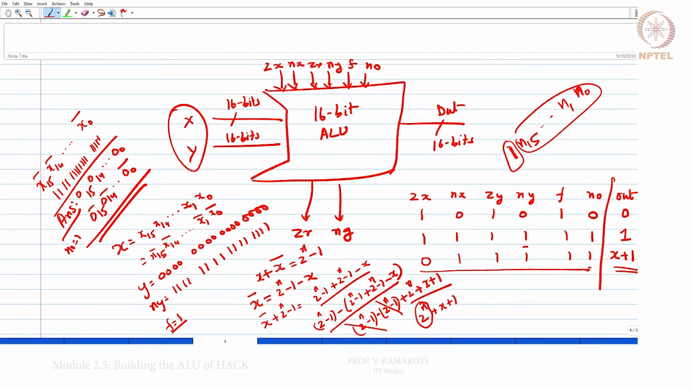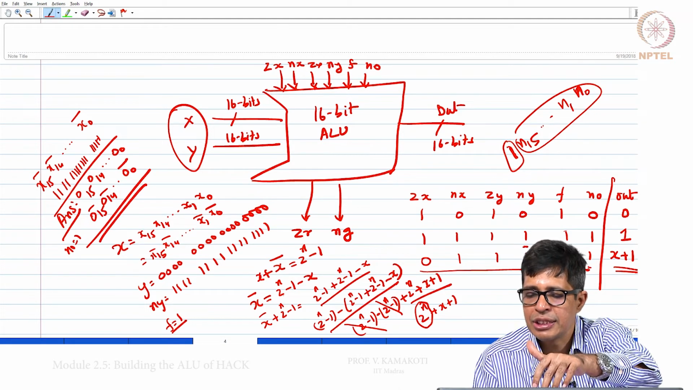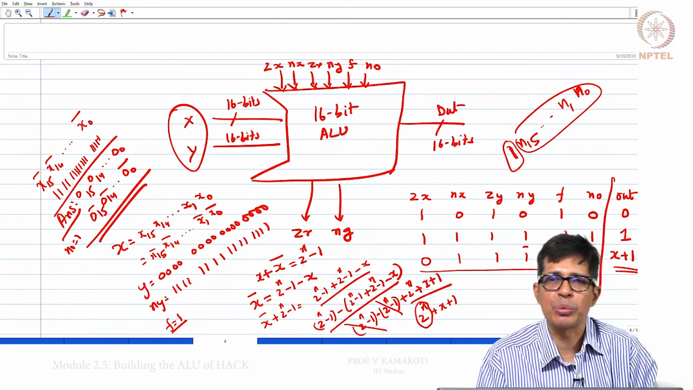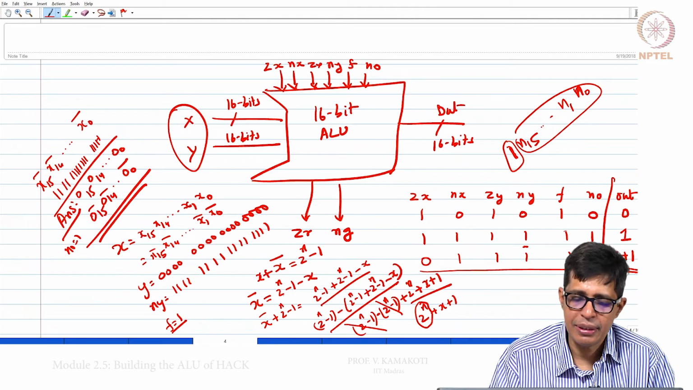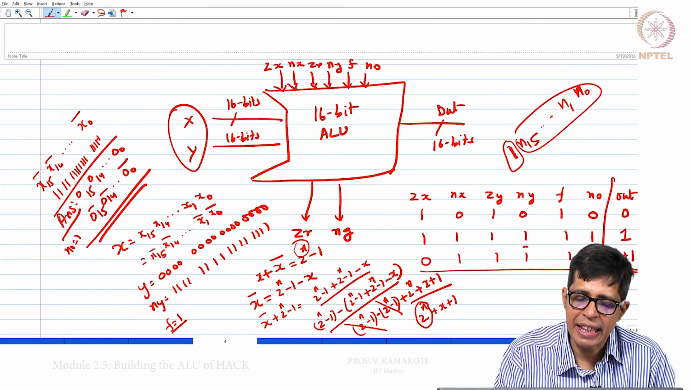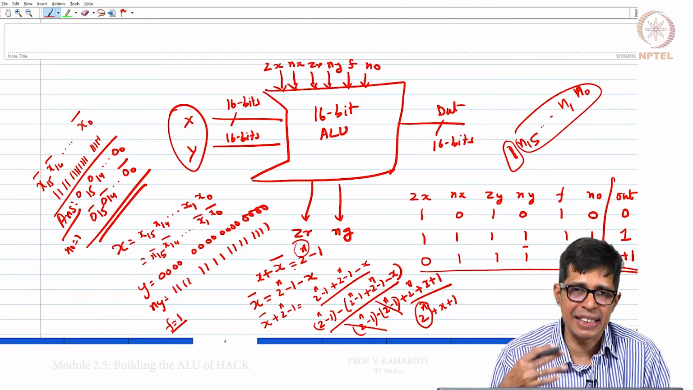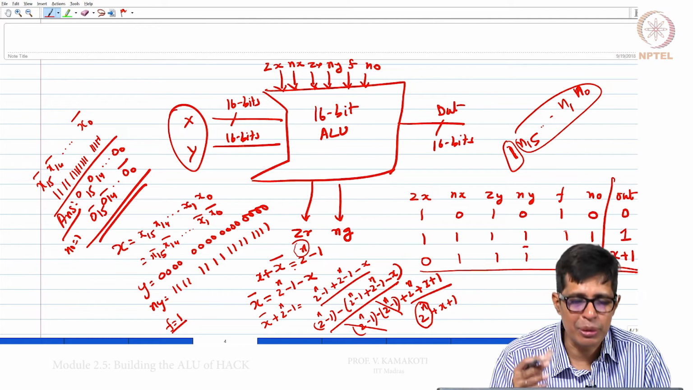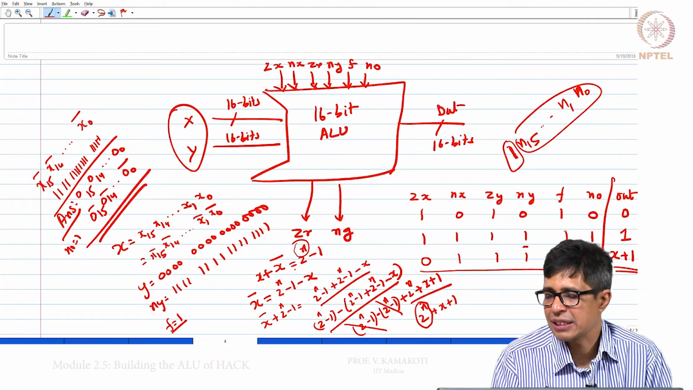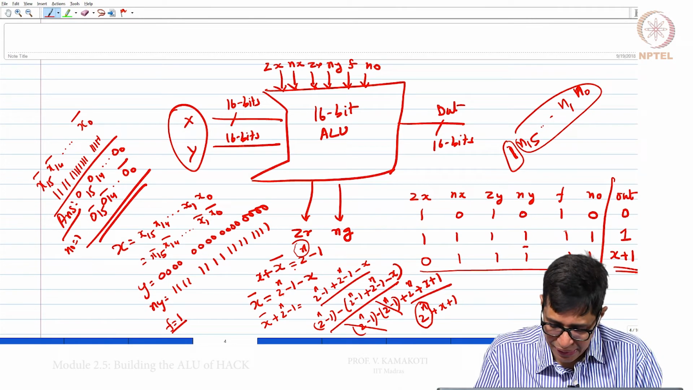Suppose I want to increment x, put x here, put zx 0, nx 1, zy 1, ny 1, f 1 and no 1, the answer would be x plus 1, right. So, in this entire calculation, wherever we have used n here, this n is 16. This is true for any n bit architecture, it can be 32 bit, 17 bit, whatever, but it is also true for 16 bit. So, this is how we generate x plus 1.